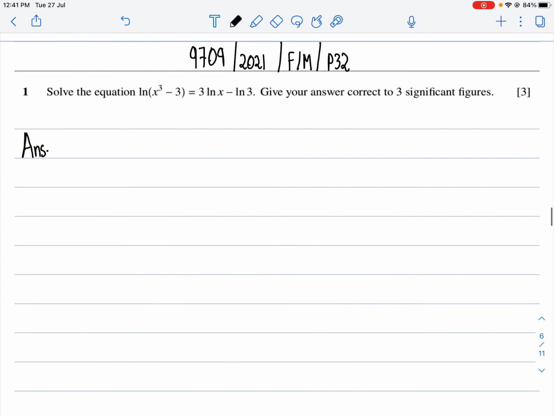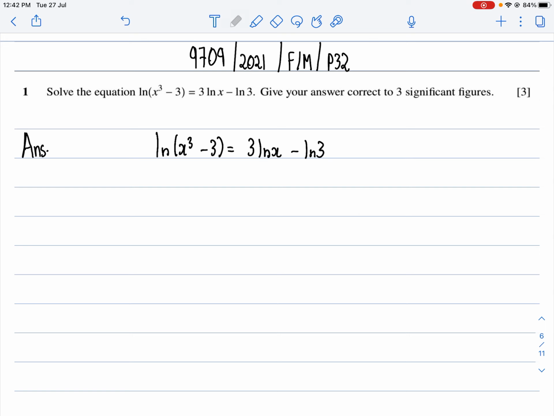So this is basically from 2021, March paper 32. Here I need to solve the equation ln of x cubed minus 3, which is equal to 3 ln x minus ln 3. And I need to give my answers to three significant figures. So I'll write the question down first. So I have ln of x cubed minus 3, which is equal to 3 ln x minus ln 3.